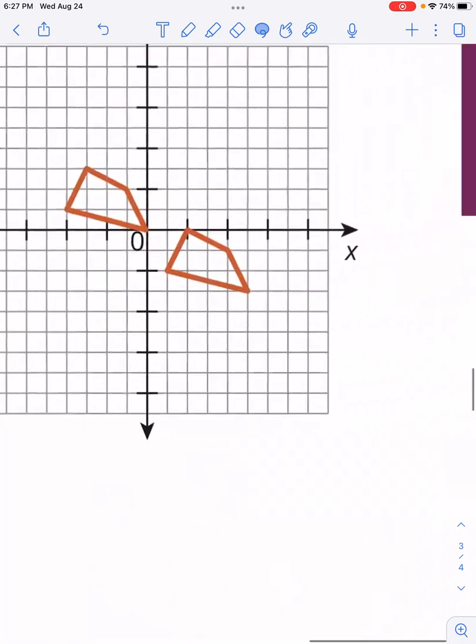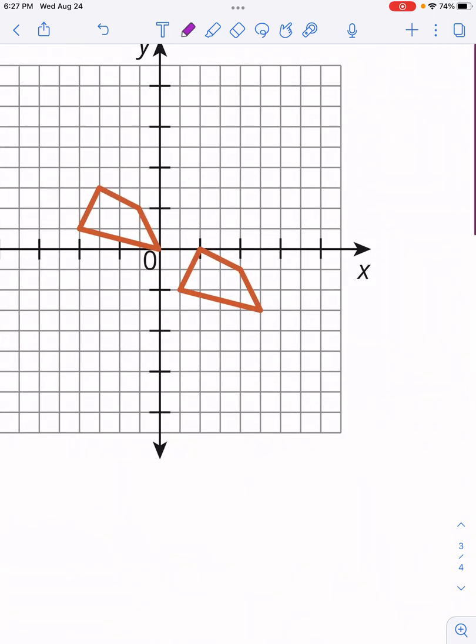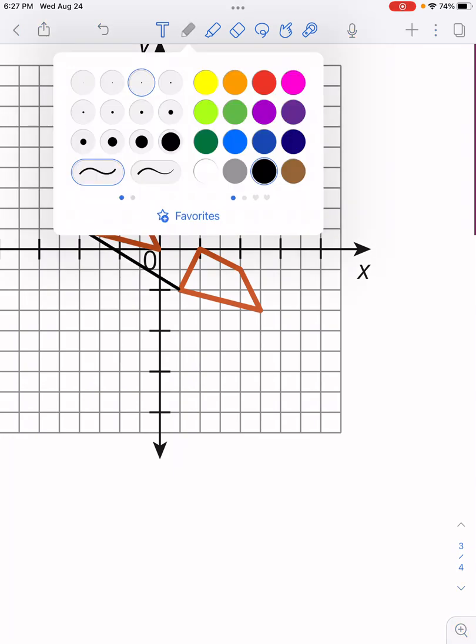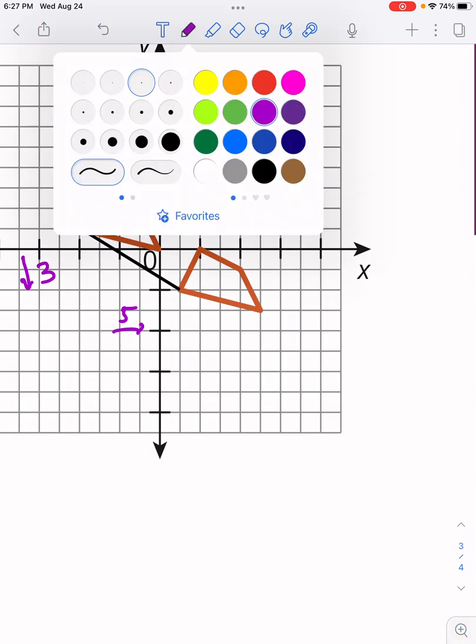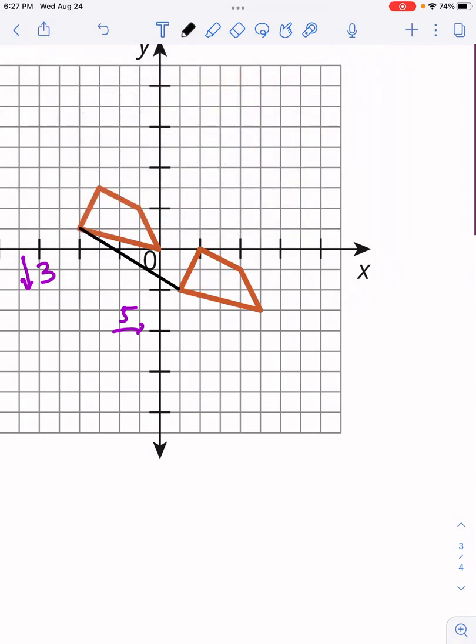Okay, B. Let's pick a couple of points like we did for the last one real quickly, just to further reinforce this. So we're going to go down 1, 2, 3. So 3 down. And then 1, 2, 3, 4, 5, right? Okay. And then let's pick one more point. I'll pick the knuckle of this thing.